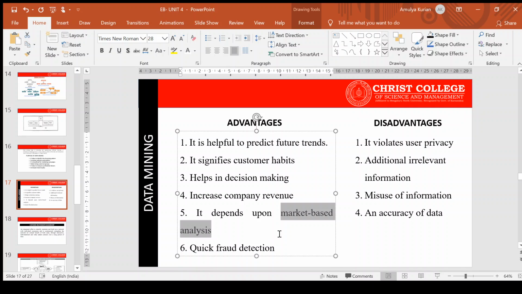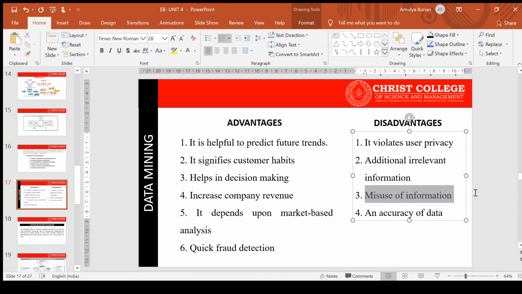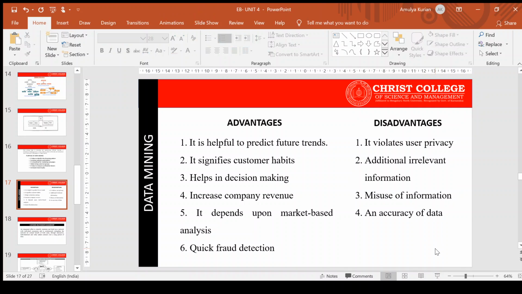Last one, quick fraud detection. Disadvantages: it sometimes violates user privacy. Additional irrelevant information is also being taken while we are doing the data mining process. Misuse of information may happen, it is possible, and the accuracy of data cannot be predicted, or you cannot cash on that. So these are the advantages and disadvantages.